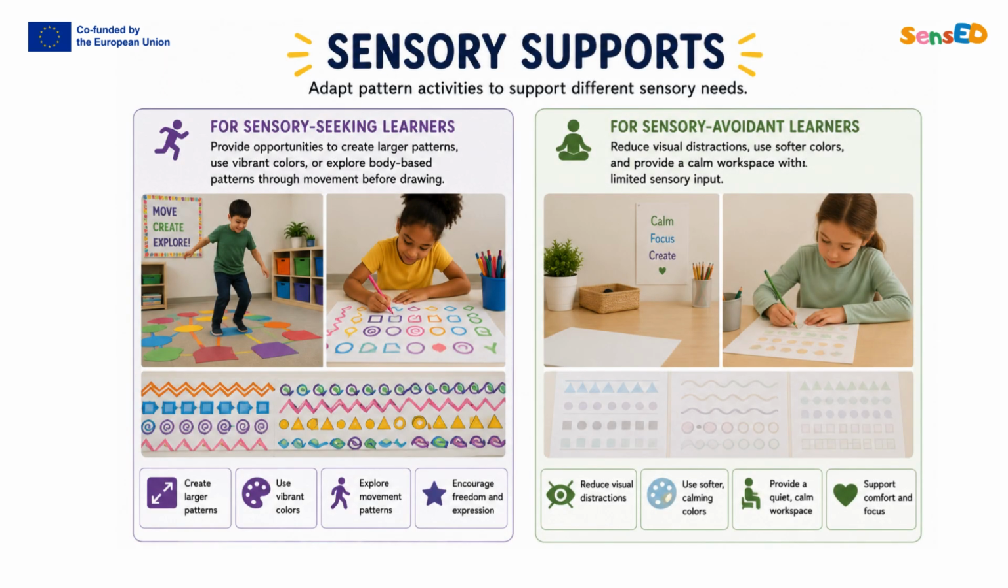Remember that students have different sensory preferences. For sensory-seeking learners, provide opportunities to create larger patterns, use vibrant colors, or explore body-based patterns through movement before drawing. For sensory-avoidant learners, reduce visual distractions, use softer colors, and provide a calm workspace with limited sensory input. Offering choices helps students participate comfortably and confidently.